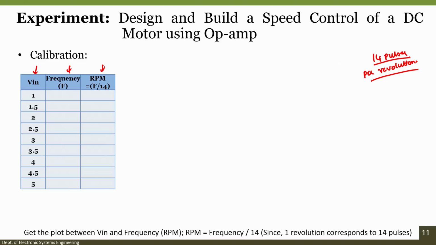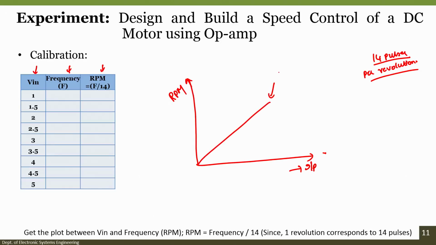Then we will divide by 14 to get the RPM and we will plot a graph between input voltage and the RPM. This gives us an understanding about the scaling factor or mapping factor, which means at what RPM the motor is rotating upon application of 1 volt. Of course, it should be linear. We will also verify whether it is rotating linearly or not, and what its sensitivity factor is.